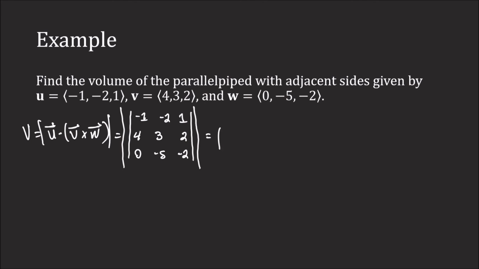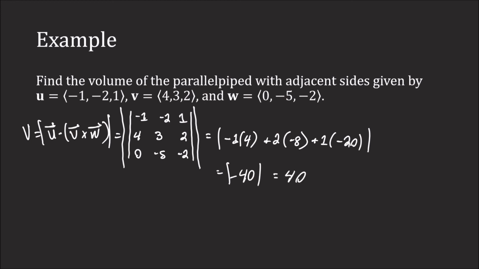So we're going to have the absolute value of -1 times -6 plus 10, plus 2 times -8 minus 0, plus 1 times -20 minus 0. So this becomes the absolute value of -4 minus 16 minus 20, which is -40. So the volume is simply 40.